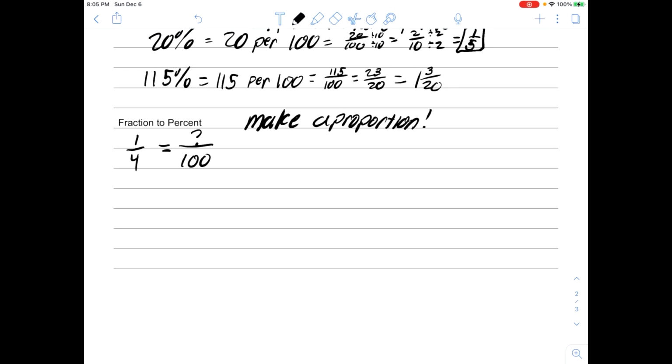So to solve this proportion, I need to get from 1 to this question mark. So I want to know how many times 4 goes into 100. Well, 100 divided by 4 is 25. So 4 times 25 is my rule down here. And so I need to do 1 times 25 up here. 1 times 25 is 25. So my answer is 25%.